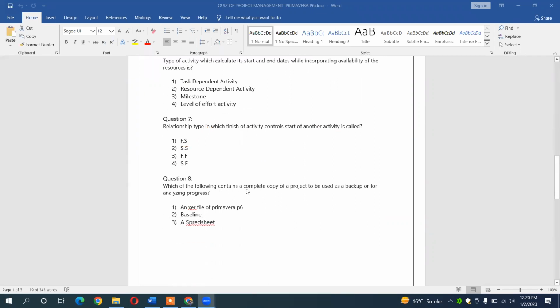Which of the following contains a complete copy of the project to be used as a backup for analyzing progress? Remember, for a backup of the project, we always refer to the baseline. Without the baseline we cannot assess the progress, whether we are going ahead or behind the schedule. And what is the function of the baseline, why do we use the baseline?